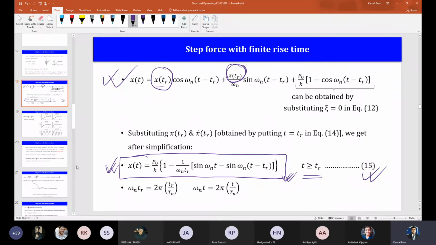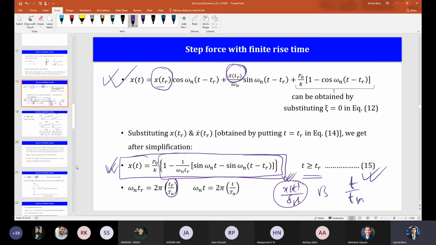Now we are going to plot this x(t) divided by p naught by k, that is x(t) divided by delta st. That we call the dynamic load factor, right? So x(t) by delta st. This expression we are going to plot for different values of tr by Tn. We plot this versus t by Tn. Actually, this is non-dimensional time we are plotting, versus these responses for different values of tr by Tn.